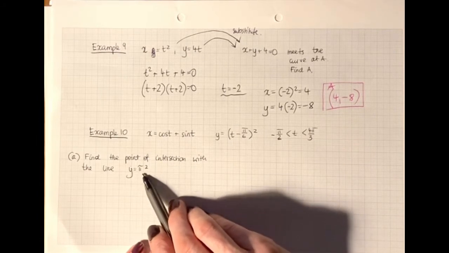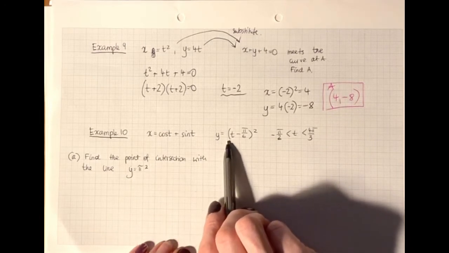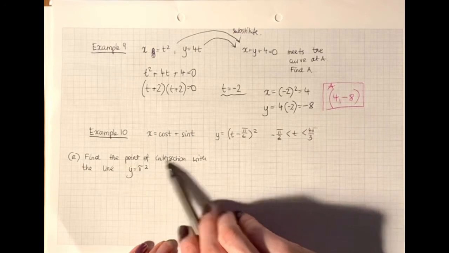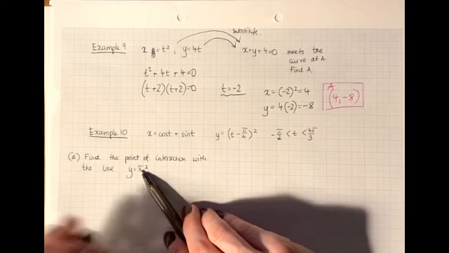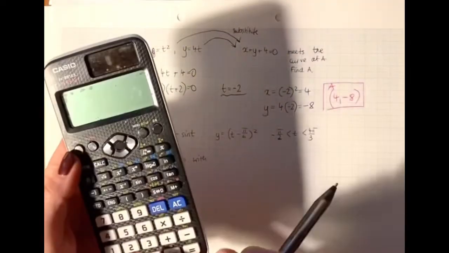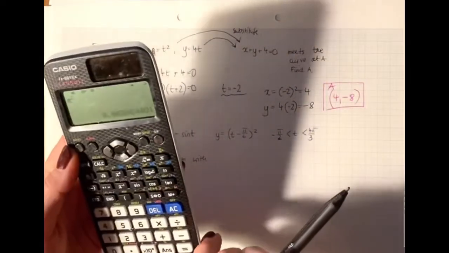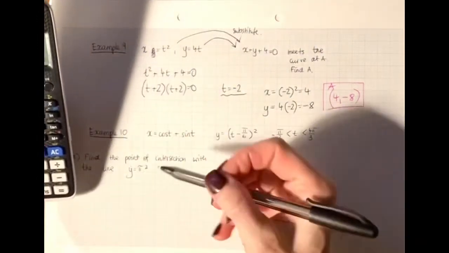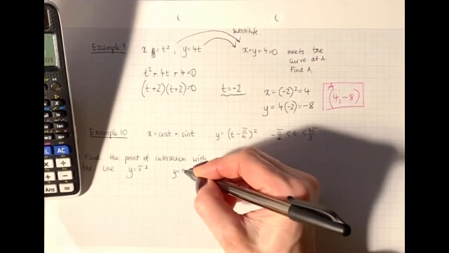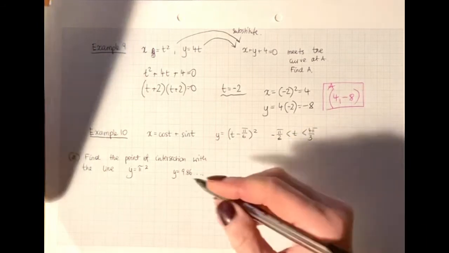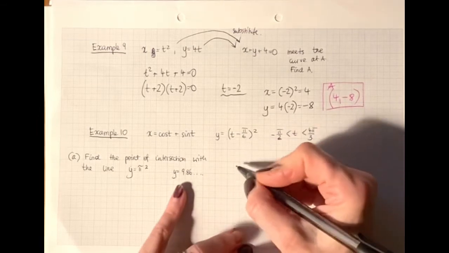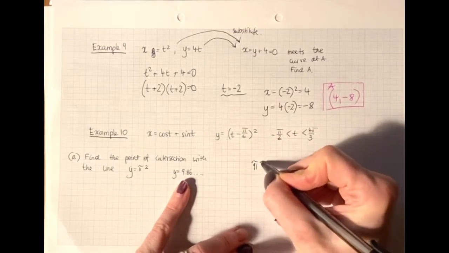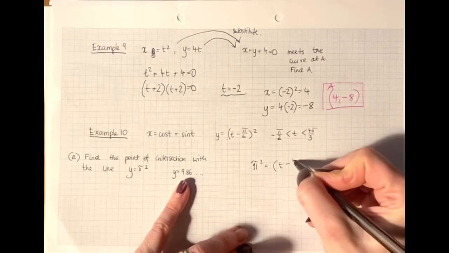So that line here is a horizontal line. You're going to replace y with pi squared. This is just a number, so if you do pi squared, you get 9.869. So this is like saying find the intersection with that line, which is just a horizontal line. So we're going to substitute pi squared instead of y, and then solve that equation.